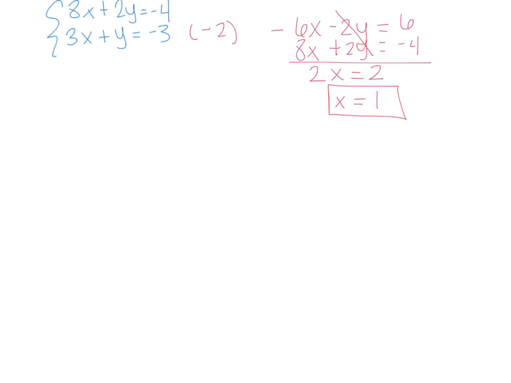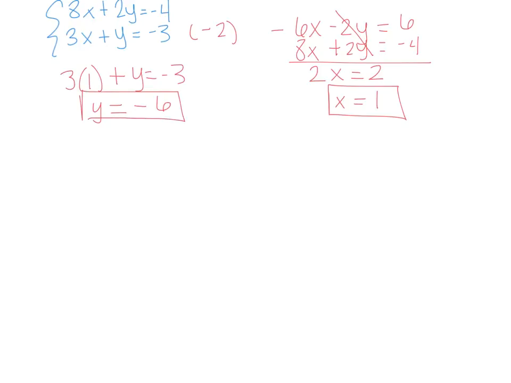Step number 2, after we have our two equations for x and y, we're simply just going to solve by elimination or substitution. Now that we found x, I'm going to plug x back into one of these two equations. I'm going to pick the bottom one. So I have 3 times 1 plus y equals -3. So I have y is equal to, I believe, -6.